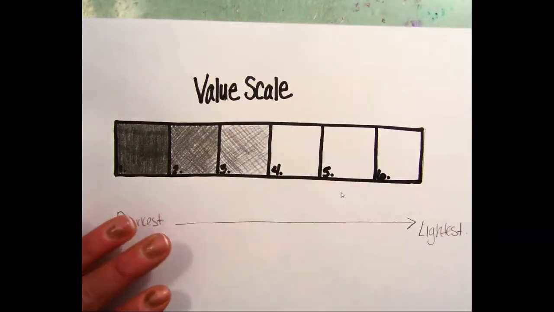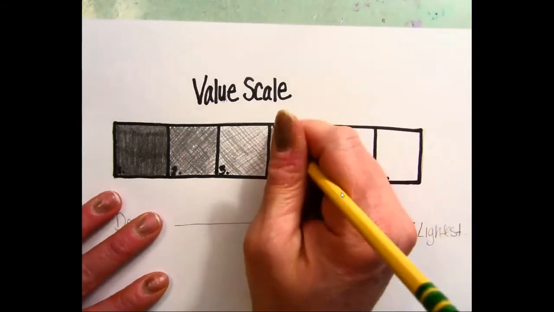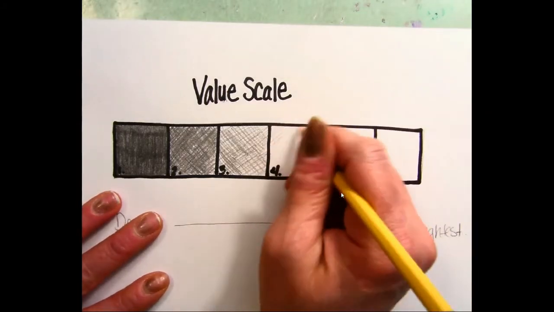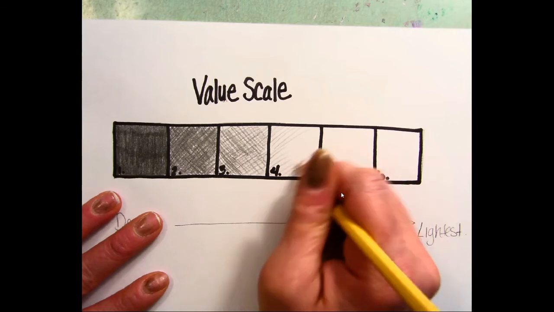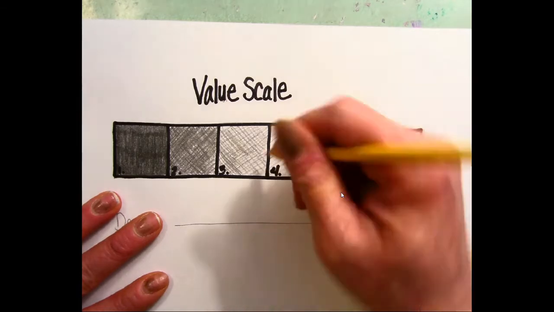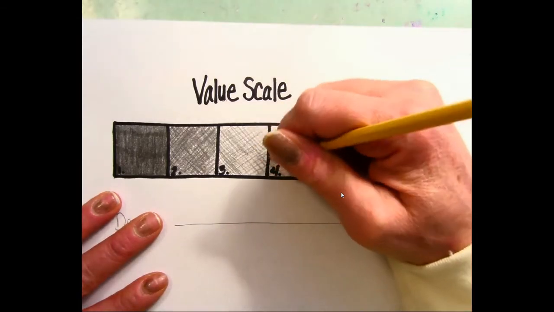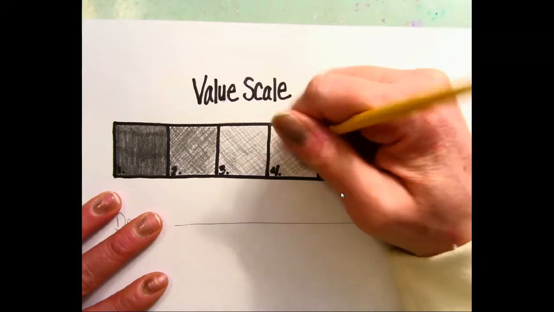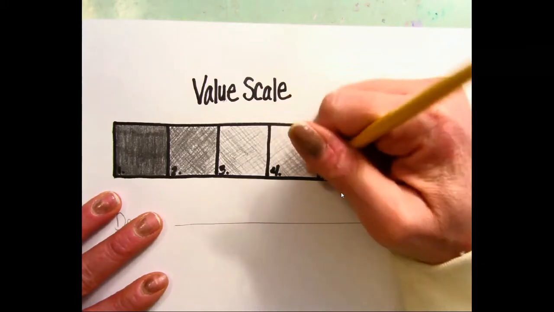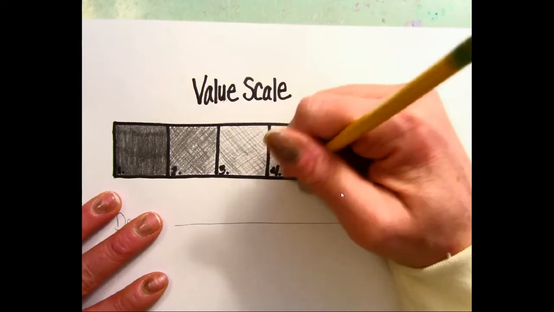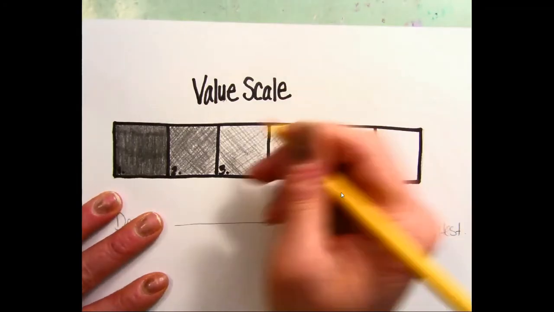Then I'm going to keep going, and on my number 6 box, when I get to white, I'm not going to put anything. So if you see now, number 4 has even less marks. They have bigger gaps. So they get lighter and lighter as I go through. So go ahead and finish your value scale and come back.